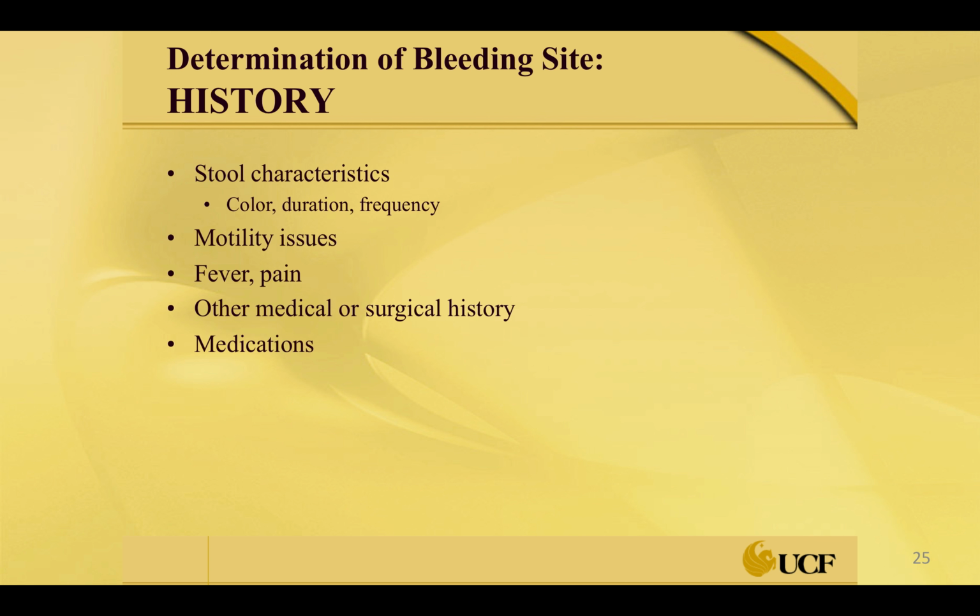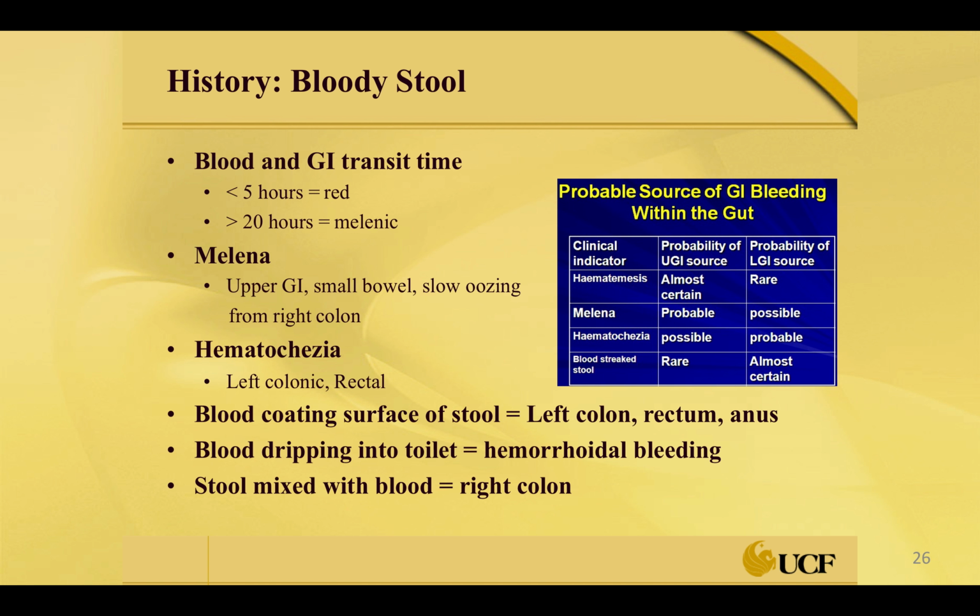So, determination of bleeding site history is extremely important. What are the stool characteristics? The color, the duration, the frequency. Are there any motility issues involved with this bleeding? If there's fever, pain, do we have significant medical or surgical history? Medications, what medications the patient is taking that can be provoking this lower gastrointestinal bleed. Bloody stools, blood in stool, and GI transit time is essential to be recognized.